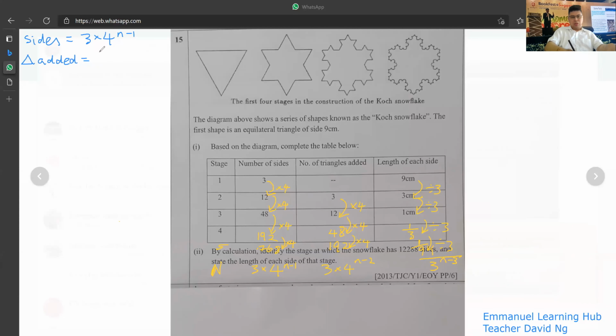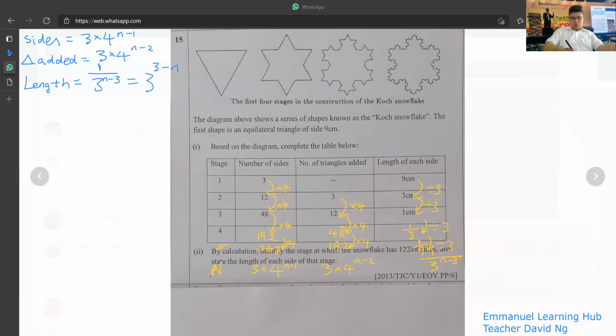Triangles added will be 3 times 4 power n minus 2. That's my formula that we generated. How about the length? Okay, length of each side, I just write length. This will be 1 over 3 to the power of n minus 3, or 3 to the power of 3 minus n. Either way, it's okay. This and this is the same thing.